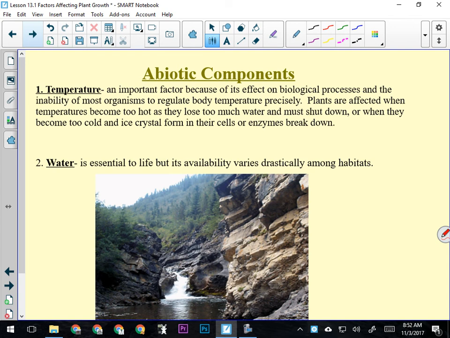Okay, water. Obviously a very important abiotic factor because it's not living. Its availability varies drastically. Some places have too much of it, some places have too little of it, and some have just the right Goldilocks amount of it. But it does vary drastically, and plants have to adapt to: is it always available? Is it available sometimes? Is it never available? And they have to have adaptations to that.